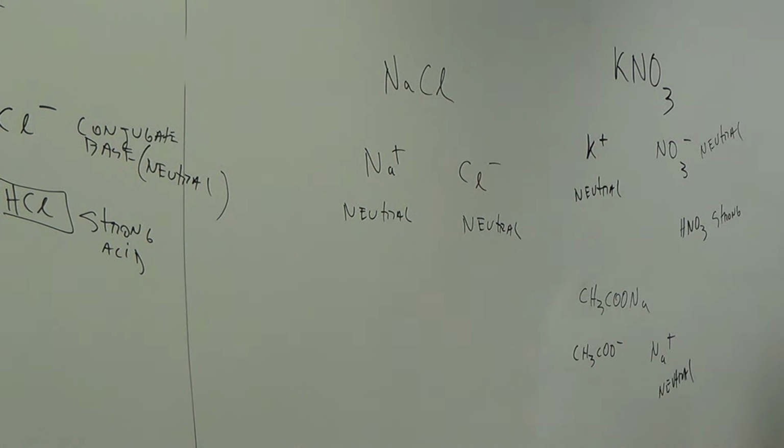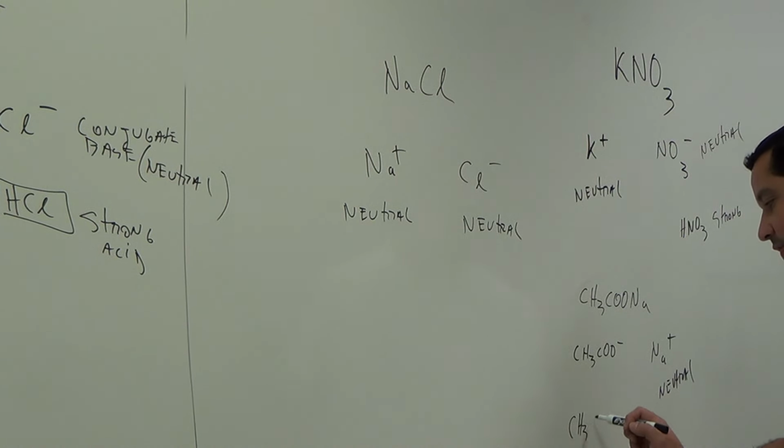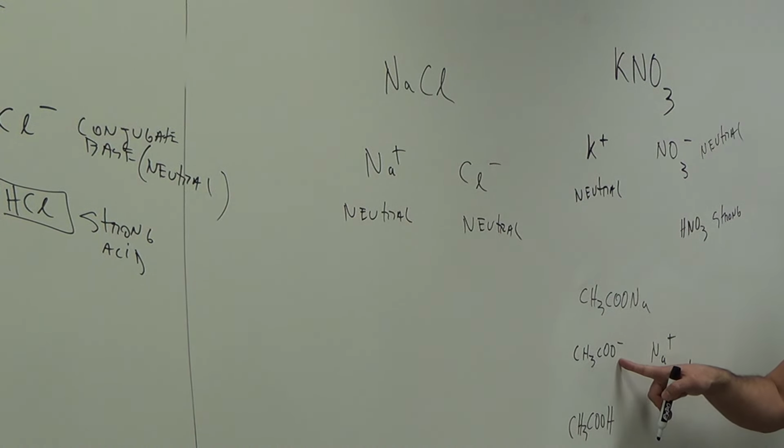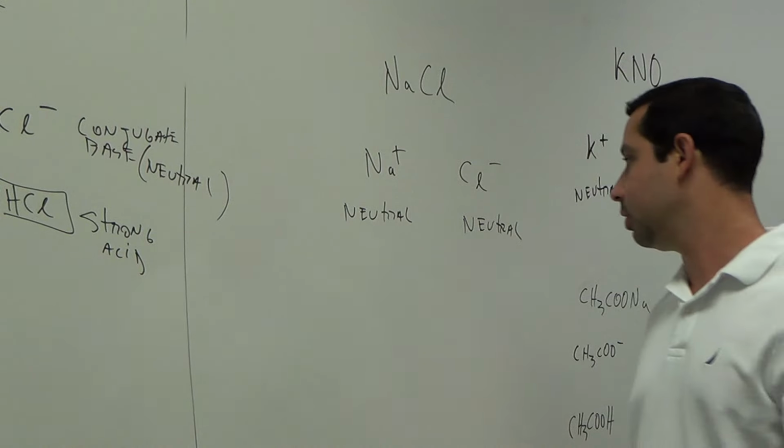And this? This is basic. How do you know this is basic? Because the conjugate acid of this stuff, which is this, is a weak acid. In other words, this does not resemble anything in the strong acid list, does it? Okay, that is not in the strong acid list.